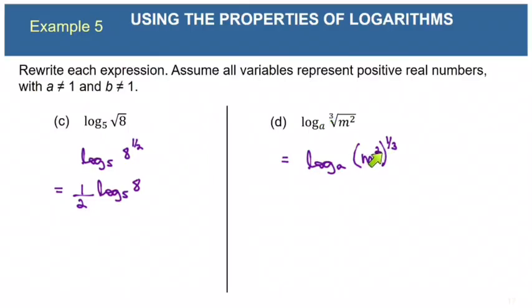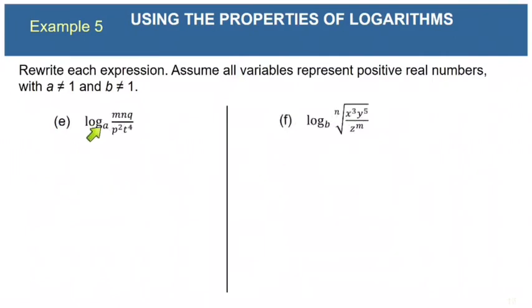And now I would say that 2 times 1/3 is 2/3. So I have log base a of m to the 2/3. And now I would use my power rule to bring that down to the front, and we'd have 2/3 times the log base a of m.